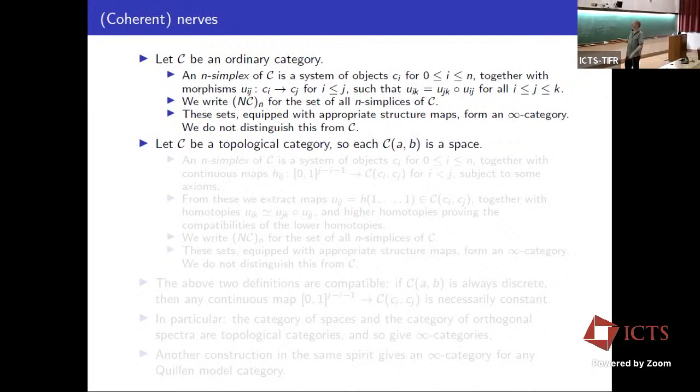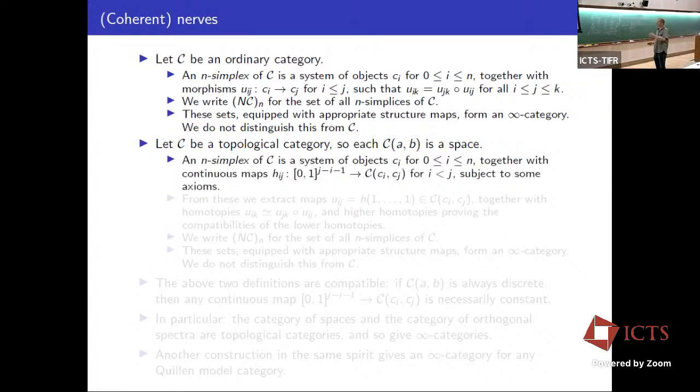Okay, so that's what we do with ordinary categories, but the purpose of infinity category theory is basically to deal with homotopical stuff. So we need to have something like topological categories or model categories. So one way we can pass from a topological category to an infinity category is by the so-called coherent nerve. Okay, so we've got a topological category C, so that means that each of these morphism sets C(A,B) is actually a topological space.